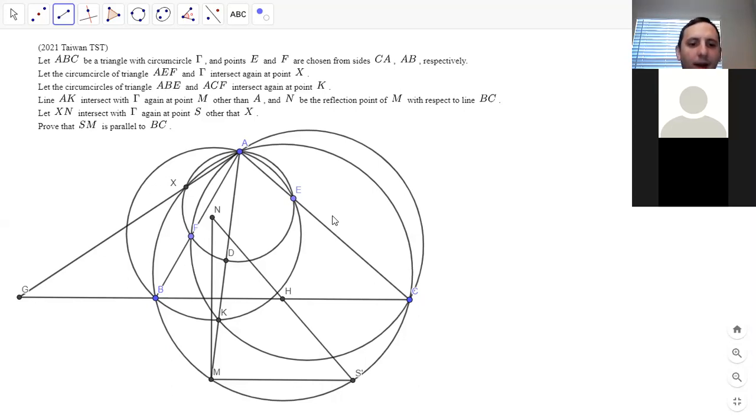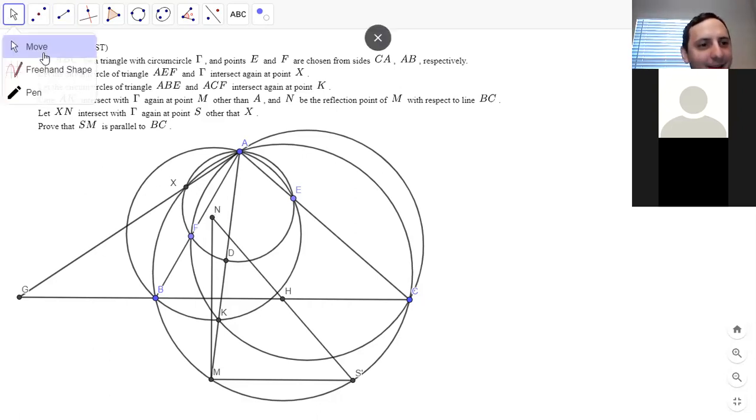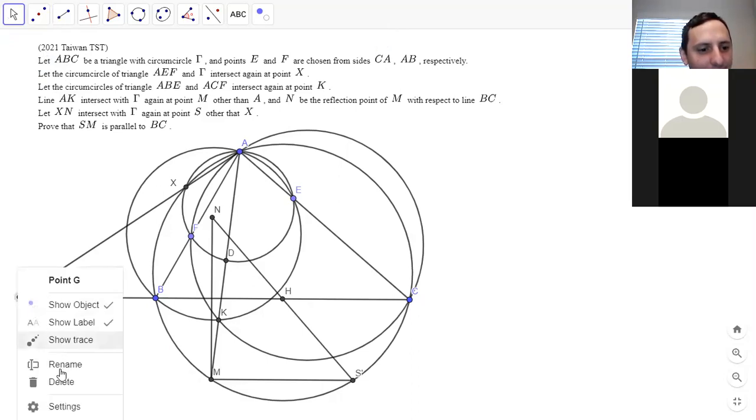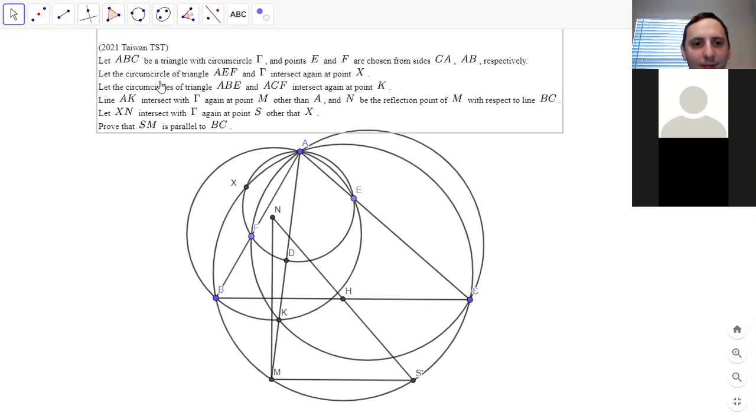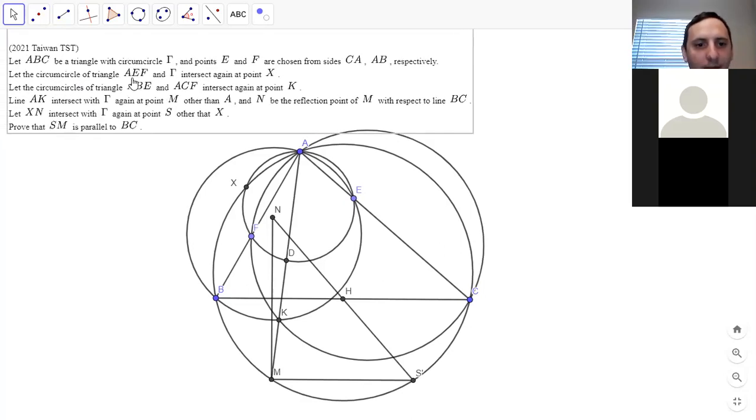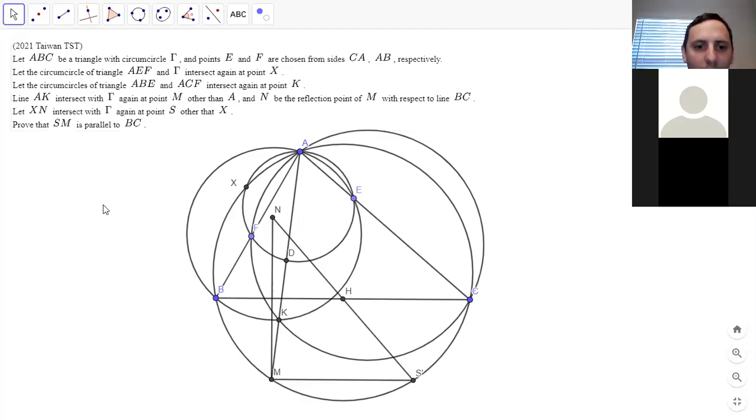Isn't there some lemma that says XM is a symmedian? We could prove this because we need XMBC to be a harmonic quadrilateral, which means we need XB over XC equal to MB over MC, right? Yeah. So after that, we will use the sine. So XB over XC is equal to FB over EC, by spiral similarity.